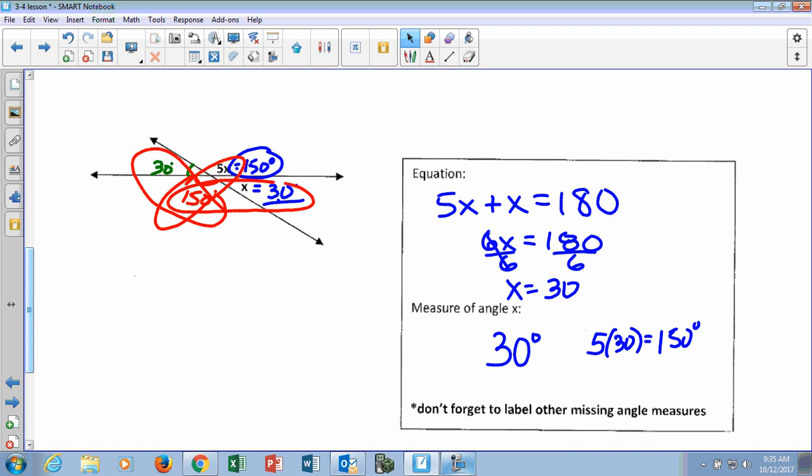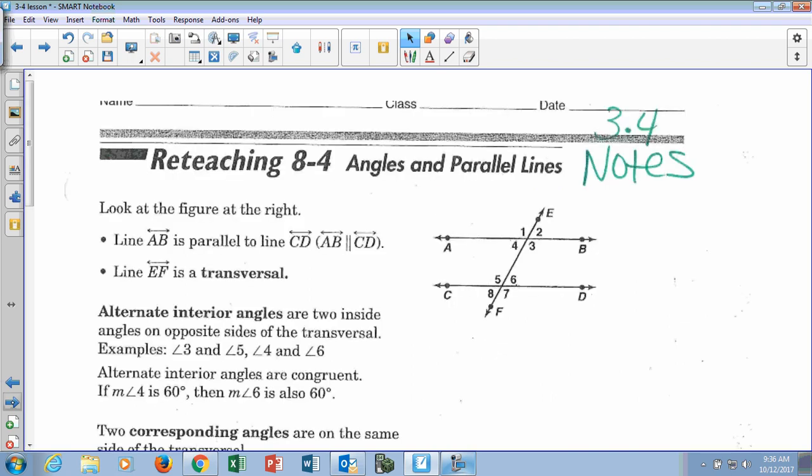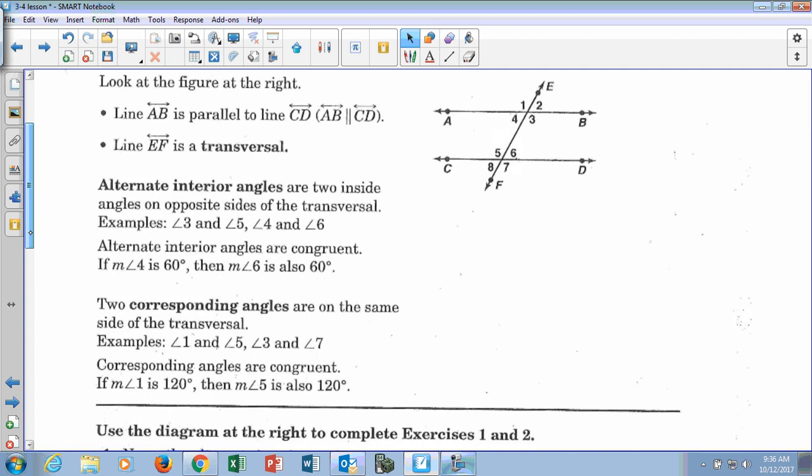All right, so let's do some practicing here. There's a little worksheet attached to this, so let's open that up. A couple important things here. They tell you what's parallel to what. E and F is the transversal. Okay. So alternate interior angles. Again, this is kind of important, so I want you to underline it. Alternate interior angles are two inside angles on opposite sides of the transversal. So for example, they say 3 and 5. You see how they're inside the two lines, AB and CD, but they're opposite sides of the transversal.